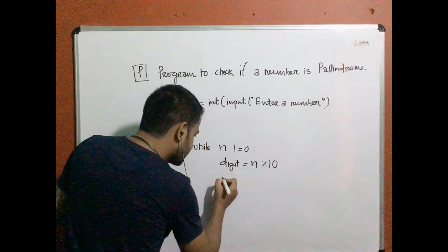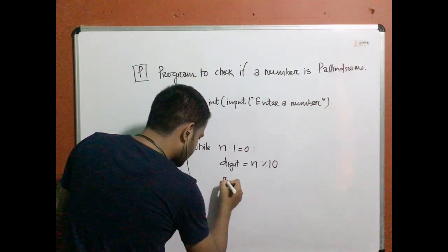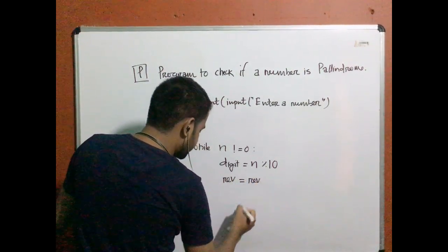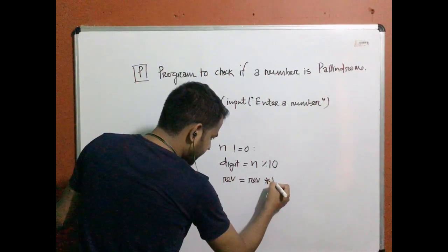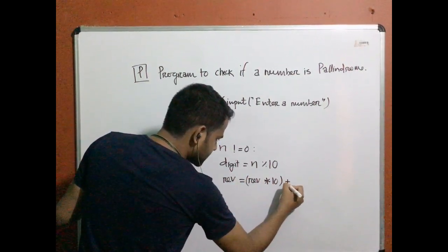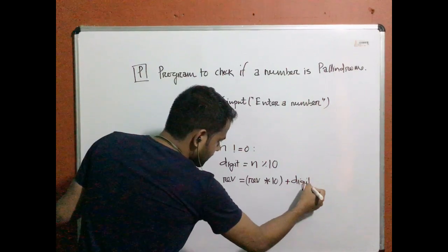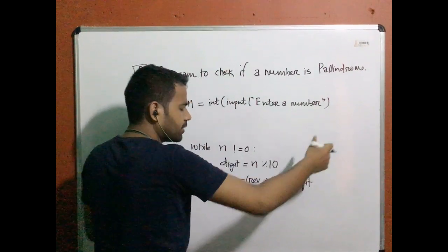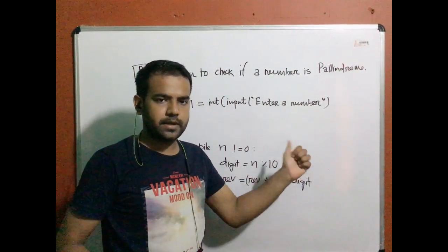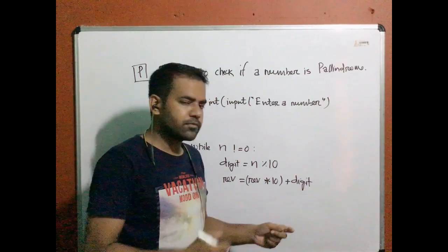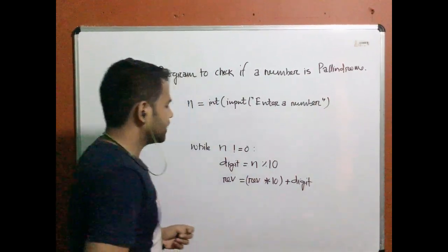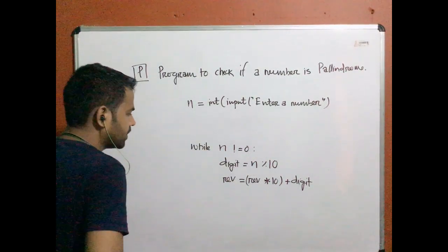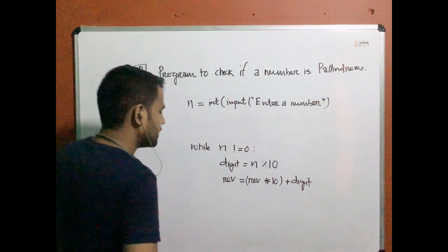Fine. Then I'll write reverse equal to reverse times 10 plus digit. If you remember, you can go back and check also. Here I explained the concept of how I'm going to multiply the output by 10, and by adding that digit I'm going to get closer to the reverse of that number. So that concept I explained here, you can rewatch the same.